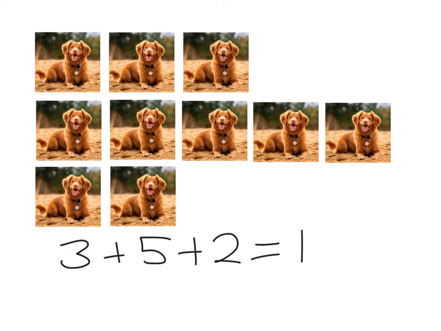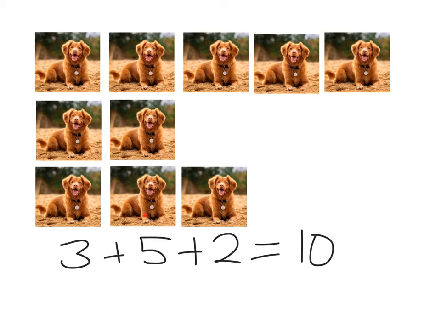Let's have a look at another example. Here I have 3 dogs, and in this row I have 5 dogs, and in this row I have 2 dogs. So I'm going to write that as an equation. I have 3 plus 5 plus 2, and altogether I have 10 dogs.